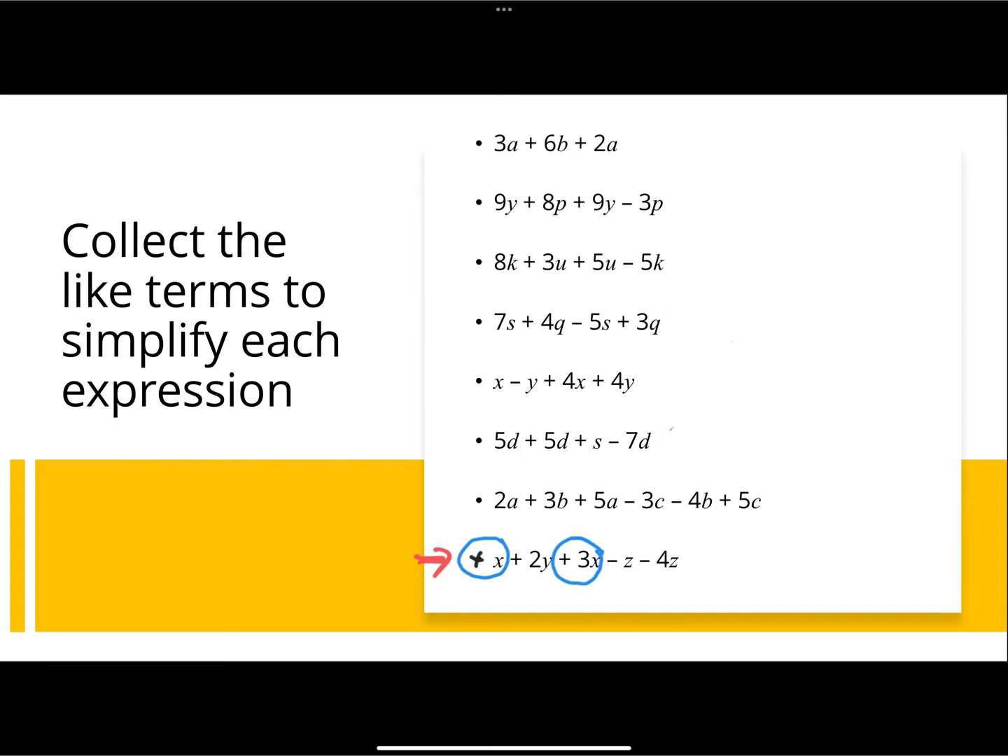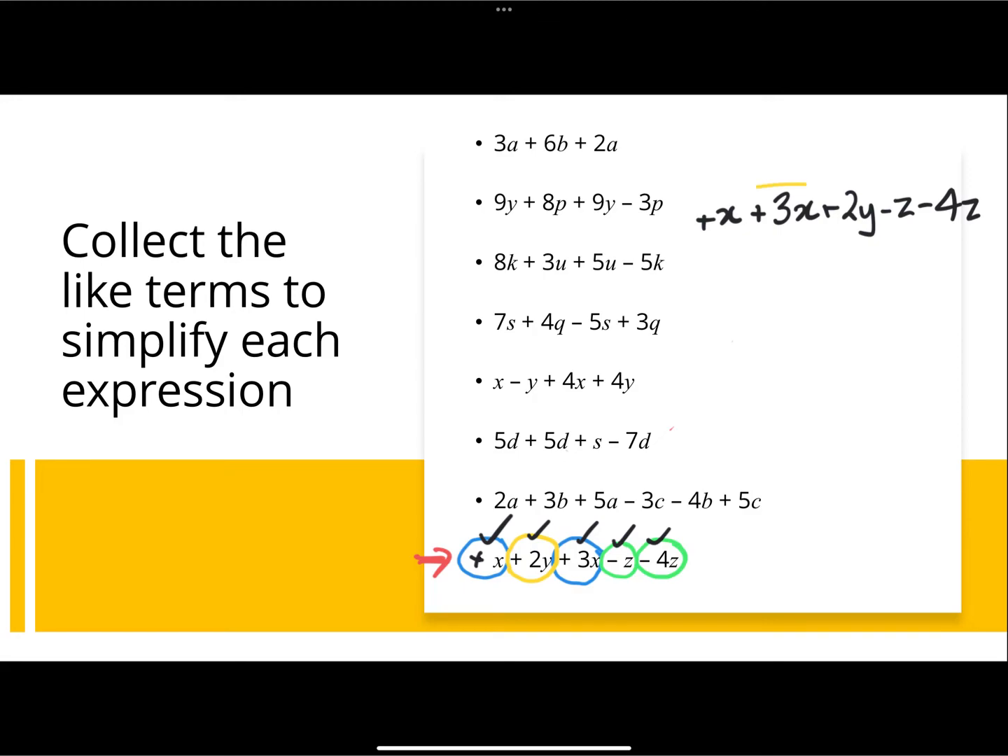Of course you can. I'm going to look for my y's next. There's a y there, no more y's. And then I have my z's here. A negative z and another negative z. So let's rewrite it. I'll go back up here. I have positive x, that's that one there, plus 3x, plus 2y, minus z, minus 4z.